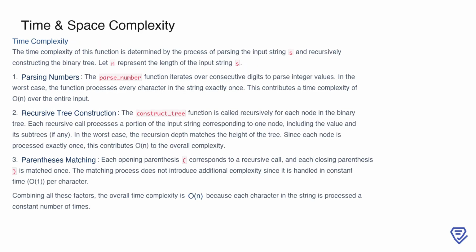The time complexity of this function primarily depends on 3 components: parsing the input string, constructing the binary tree recursively, and matching parentheses. First, parsing numbers involves iterating over consecutive digits to extract integer values, which means that each character in the string is processed exactly once, contributing O(n) to the time complexity. Next, the recursive tree construction ensures that each node in the binary tree is processed exactly once as well. While the recursion depth depends on the height of the tree, each recursive call only operates on a specific segment of the string, so this also contributes O(n).